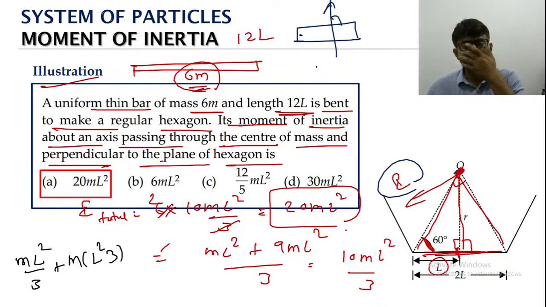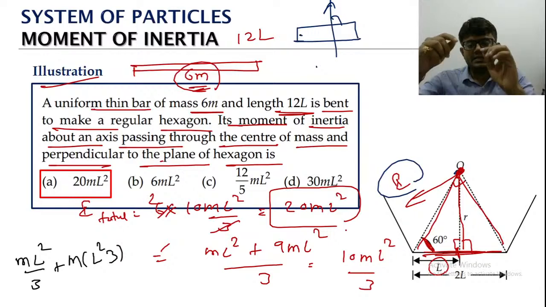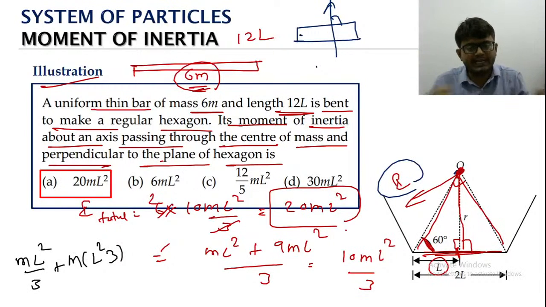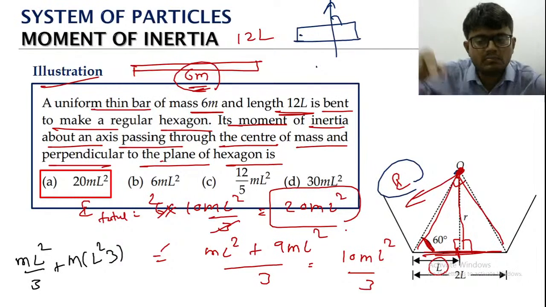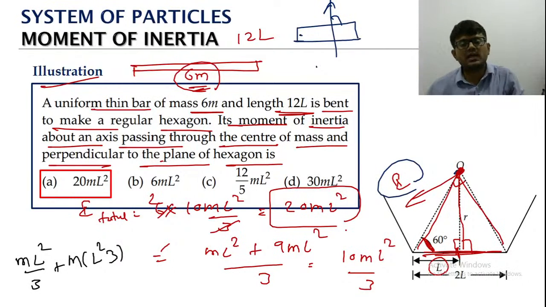Check it. What is the answer for this? Option A should come. So here all the 6 sides are identical, right? So we have taken one side, calculated the moment of inertia of the side with respect to the axis passing through the center of the hexagon and perpendicular to the plane of the hexagon. Then we simply multiplied by 6 because there are 6 such identical sides.